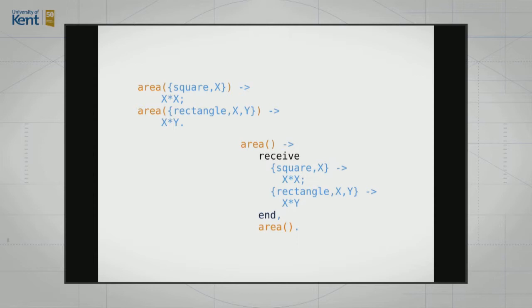The other thing that happens is it's wrapped in a function called area. Area waits for a message. Once it receives a message, it pattern matches the two patterns, square of x and rectangle of x y, against the message it's received, and then it calls itself.